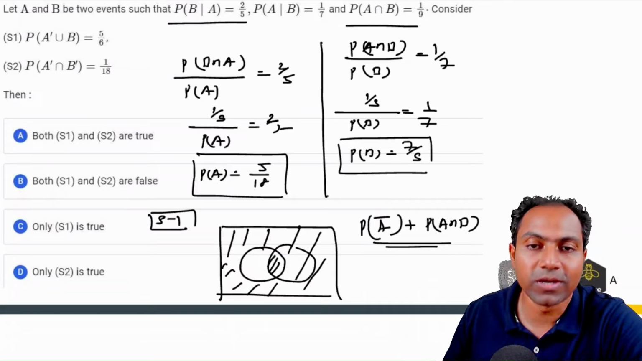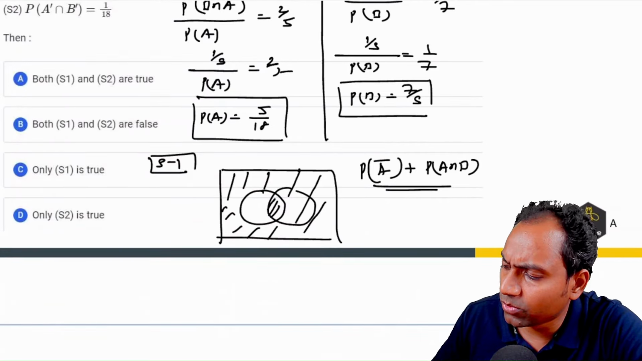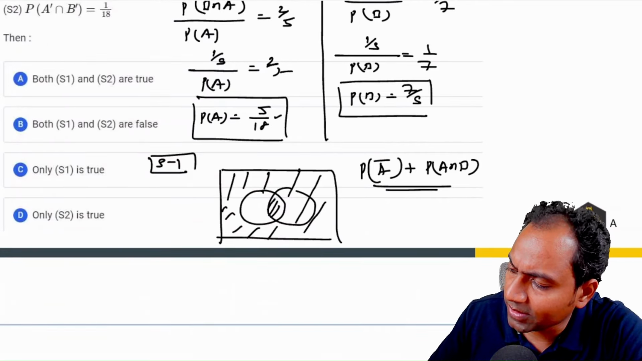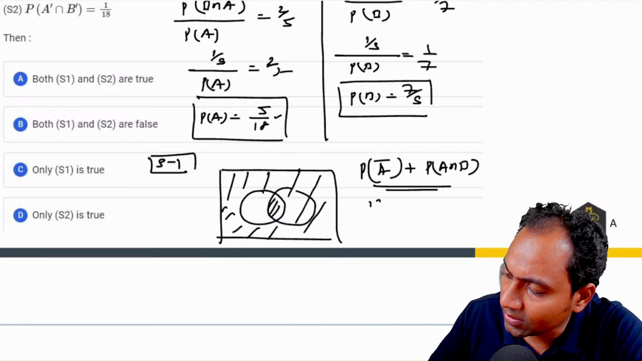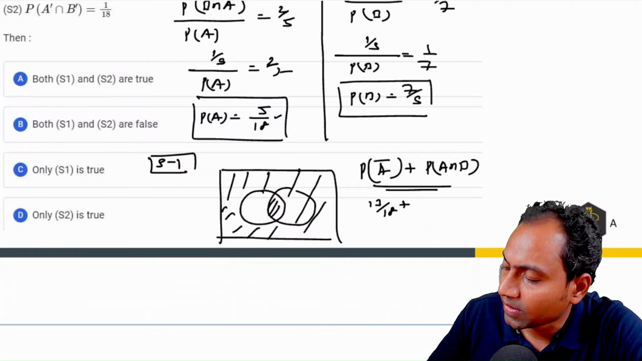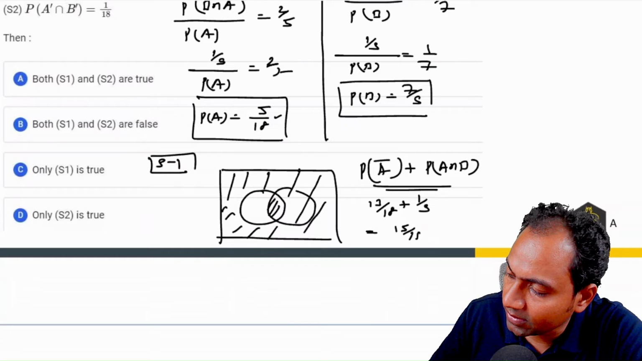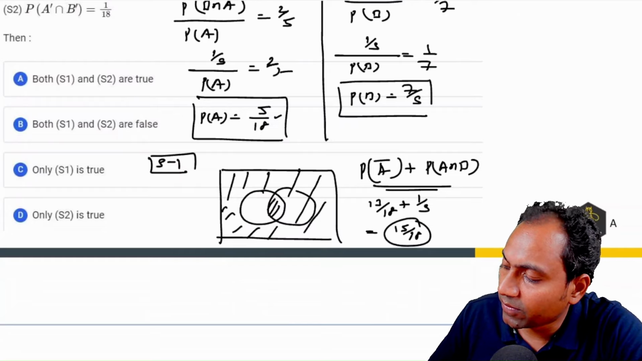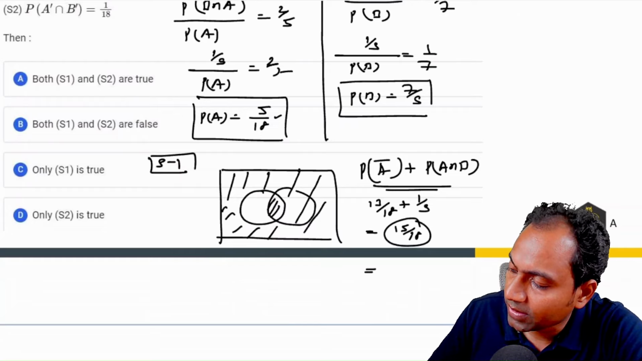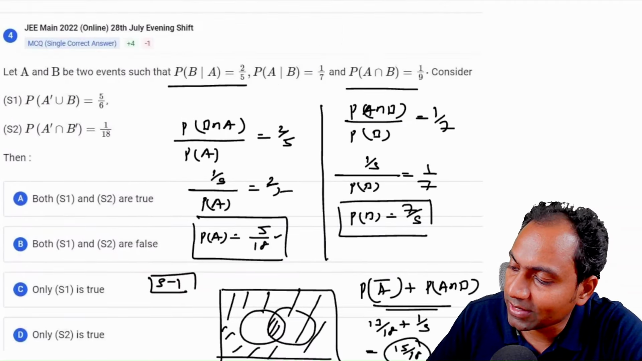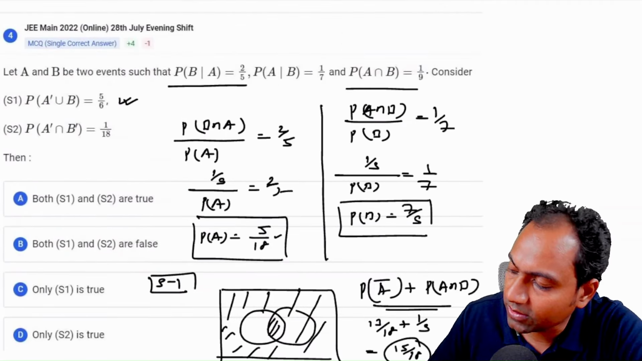And from here we should get our answer. So it is very simple to do because the complement would be nothing but 1 minus 5 by 18. So this becomes nothing but 13 by 18. And the intersection was nothing but 1 by 9. So if I add them, it comes out to be 15 by 18. 15 by 18, if you simplify, comes out to be 5 by 6, and that is what is given also. So this statement is correct.